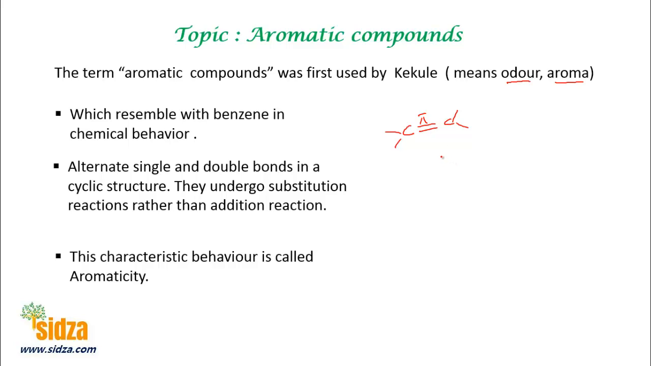But in the case of aromatic compounds, the typical aromatic compound being benzene, these do not undergo the normal electrophilic addition reactions, right? So they undergo substitution reactions. This property of aromatic compounds is what we call aromaticity. This characteristic behavior of these types of compounds is called aromaticity.